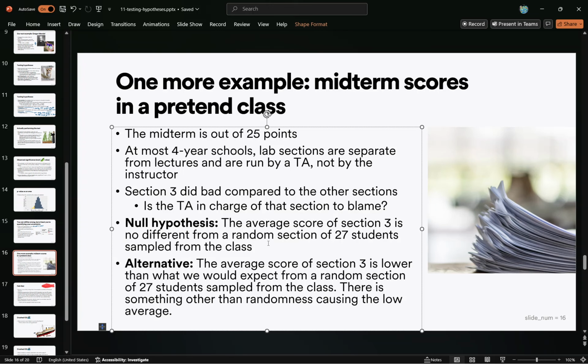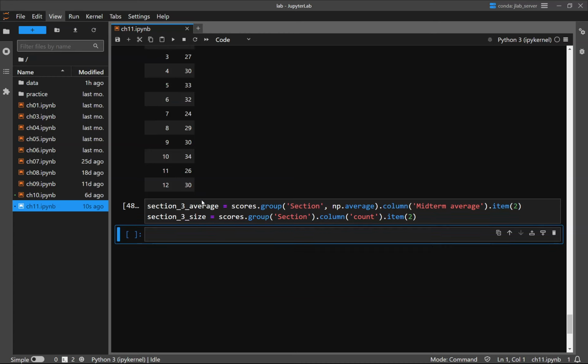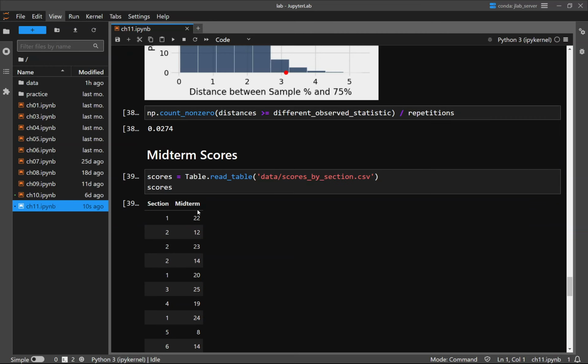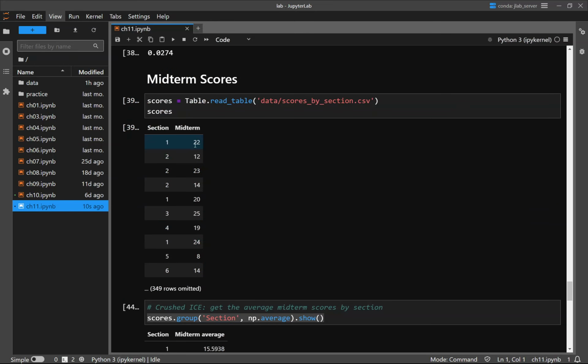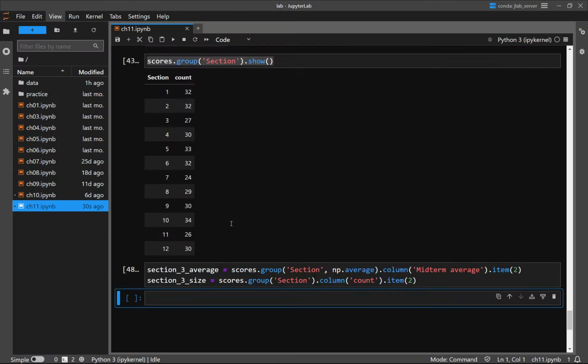I'd like to pick out a random section of 27 students from all of the class, from all these grades. So this original scores table, just get a bunch of random students from everywhere and take their midterm scores. Does that make sense, what I want to do? I want to simulate a random section out of this class. Let's pick some random students out of all the students I have here and get their midterm grades, as many as there were in section 3. That is what I'd like to do, and get the average score.